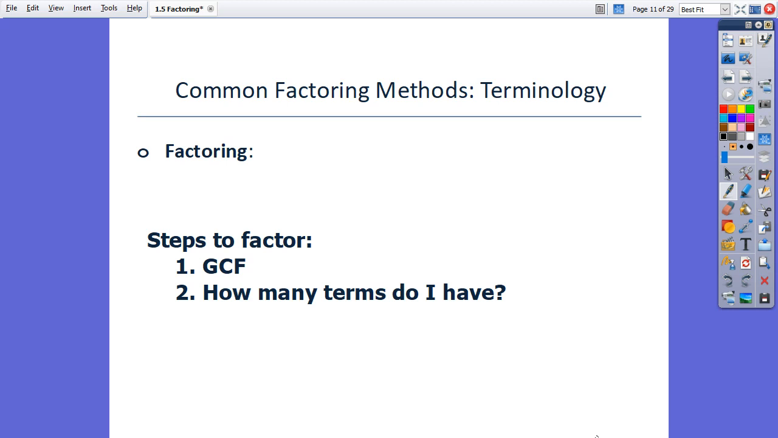Okay, we're going to be looking at 1.5b now. So we've been looking at polynomials and what they are, so what are they made of, those monomials, how to find the degree of a monomial, which is the sum of the variables' exponents, how to find the degree of a polynomial, which is the largest monomial degree. So we've got to figure out who's in charge there. And then we looked at some operations of polynomials through addition, subtraction, and multiplication.